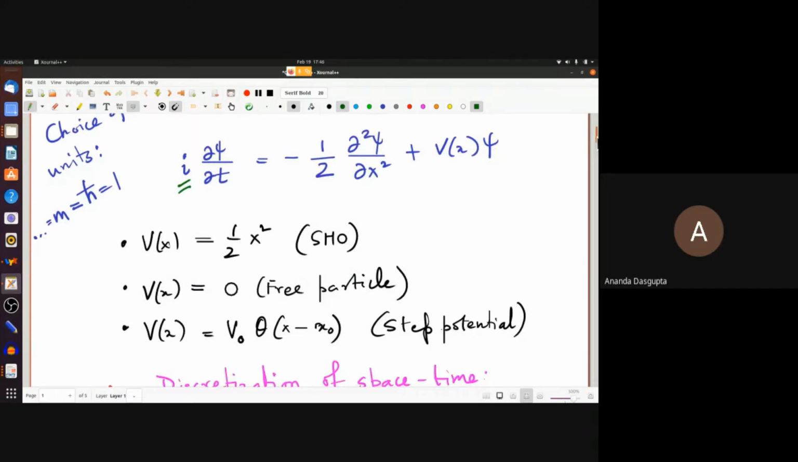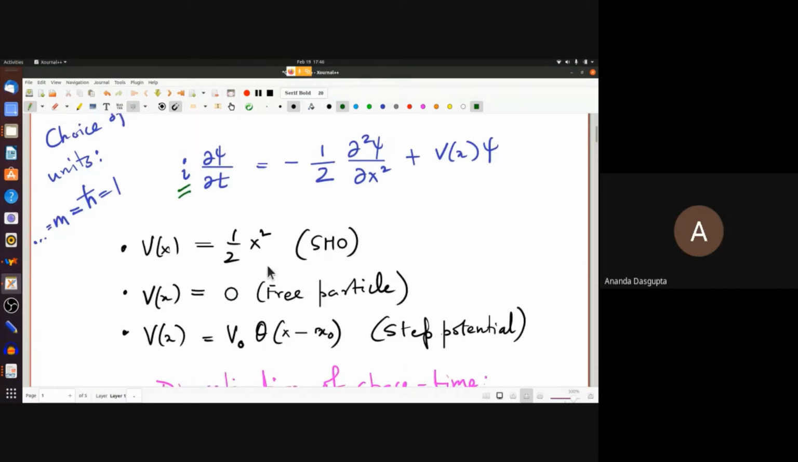So of course, special cases: V of x can be chosen to be half x square, as I said. Instead of m omega square x square, I will just rescale my units in such a way that this becomes half x square. Of course, 0 is the free particle, and V0 theta(x minus x0) is the step potential. These are some examples of potentials that you can deal with. Now, we are not going to use state-of-the-art or very advanced techniques for solving these partial differential equations, simply because they will take way too much effort for the student to learn.